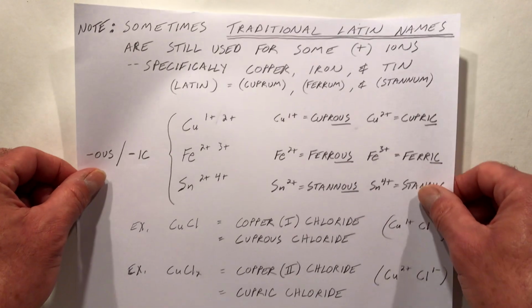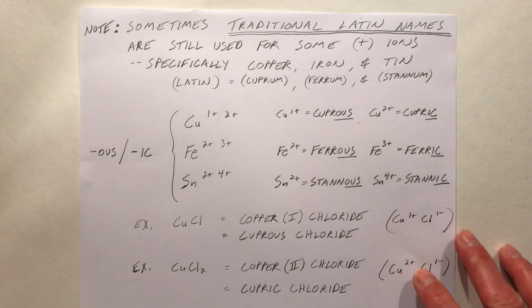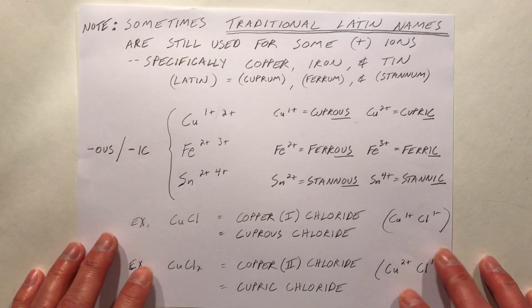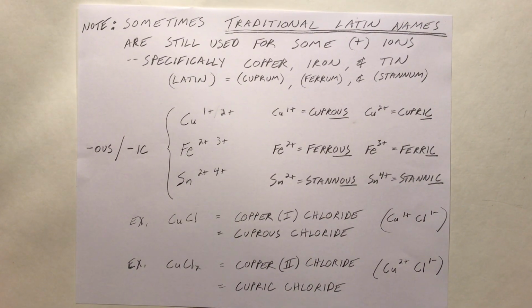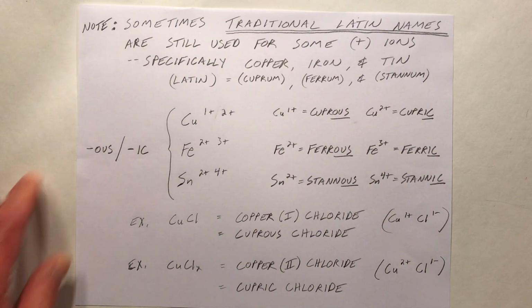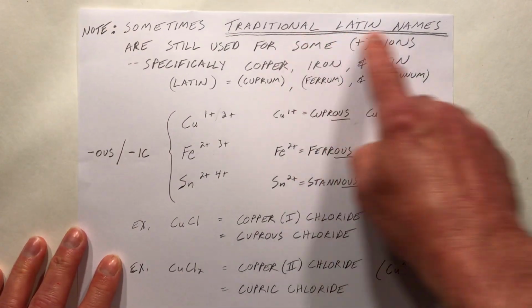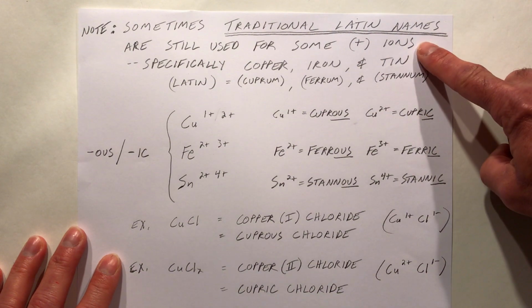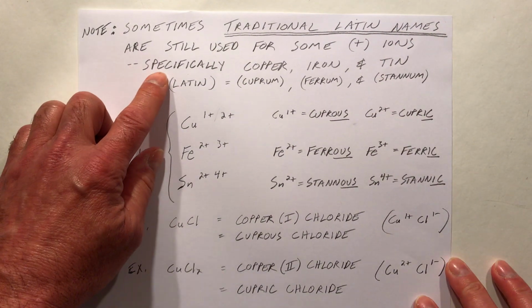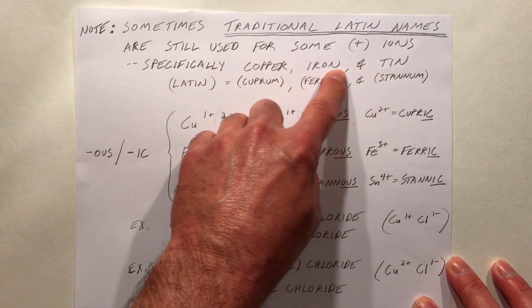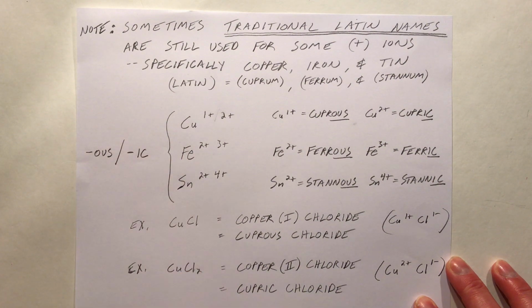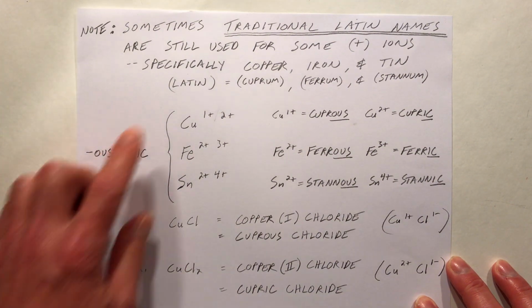Now before we wrap this up, and I have to admit I'm a little bit reluctant to mention this, but I think you might find that you're in a lab sometime and that you grab a chemical bottle and it has one of these names on it, so we should be aware of it. I'm reluctant to mention this because I'm hoping that sooner or later this stops being used. But sometimes you will see that traditional Latin names are still in use for some positive ions. We see this more specifically for copper, iron, and tin. These are really old metals. They've been around since ancient times, since the Roman Empire was still around, and Romans spoke Latin.